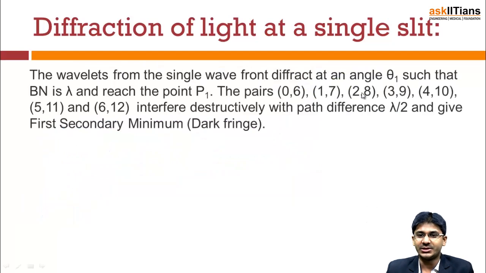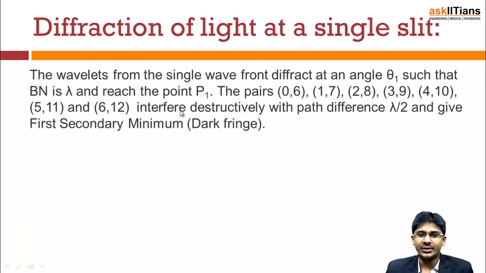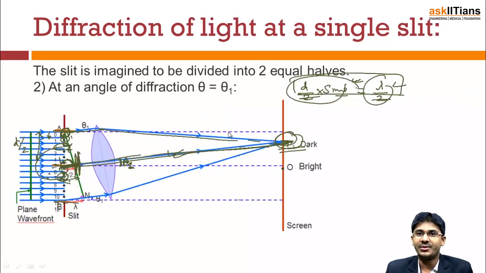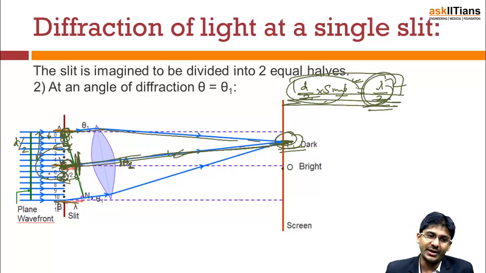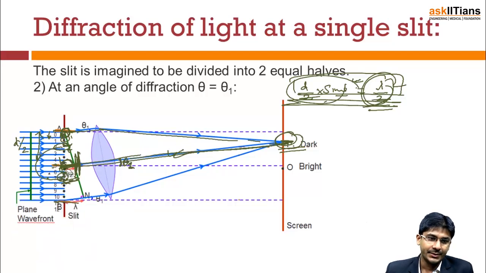Here the wavelets of the single slit, the pairs 0 and 6, 1 and 7, 2 and 8, all interfere destructively with path difference lambda by 2 and give the first secondary minimum. That's what I was saying: this 0 will interfere with 5 to give you minima when this condition is satisfied, because when the path difference is lambda by 2, what is the path difference? The path difference was only this length, right?